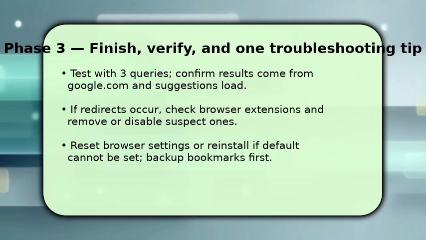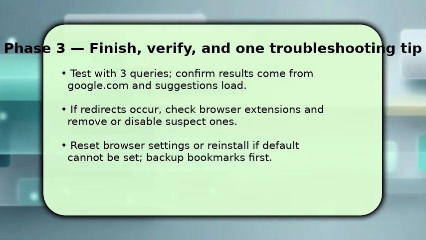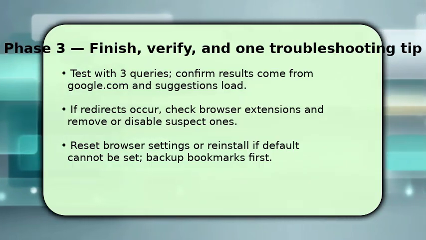If you still can't set Google, reset browser settings or reinstall after exporting bookmarks. One key troubleshooting tip: disable all extensions and try again. That quickly reveals the usual culprit.